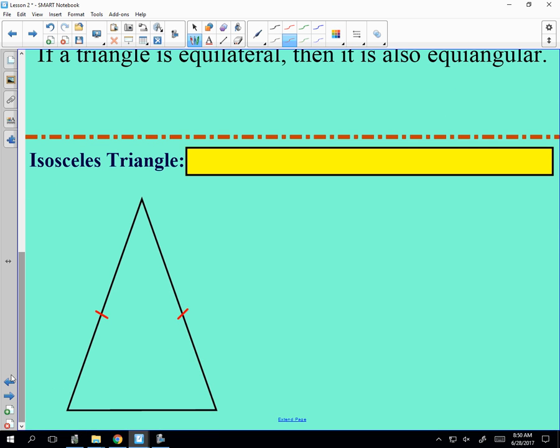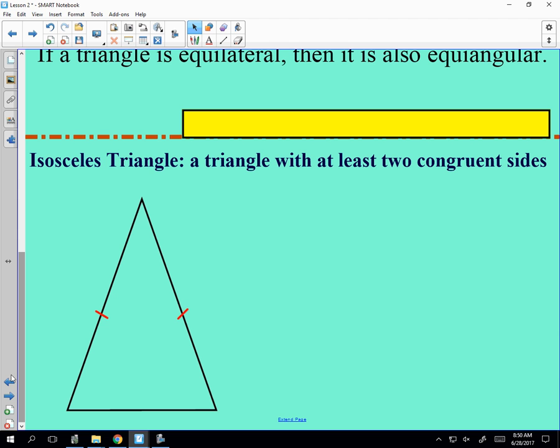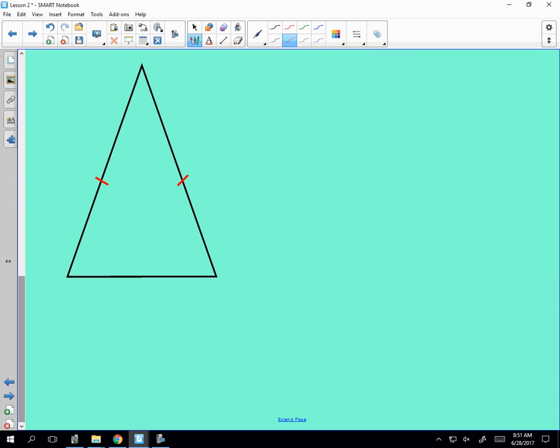And then we've also already looked at the isosceles triangle, a triangle with at least two congruent sides. So technically, an equilateral triangle also fits the definition of an isosceles triangle. And remember, it's not just the side lengths that we know that are equal to each other. We also have those two angles across from those sides that are equal to each other.